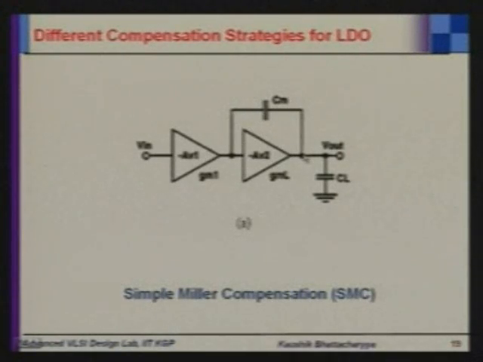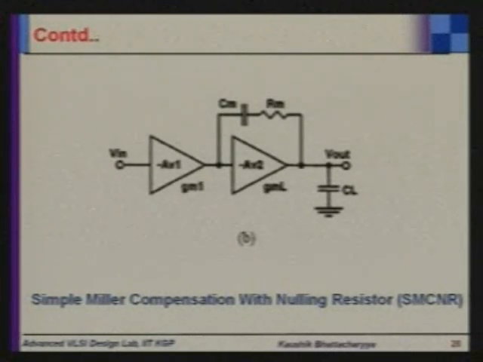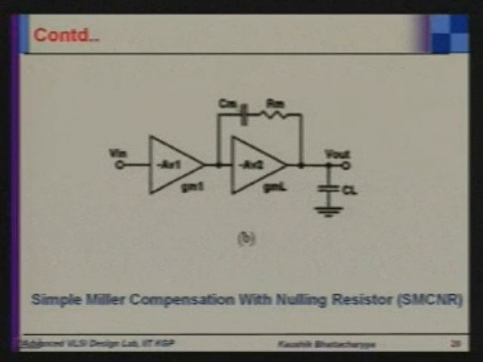To improve that, we are using a nulling resistor. Its function is to nullify the zero. That means if Cm is here, the Miller capacitance, and I insert a resistor in series, then the impedance of this path will be increased. So the feed forward current at high frequency will be less, and the high frequency zero will not come.